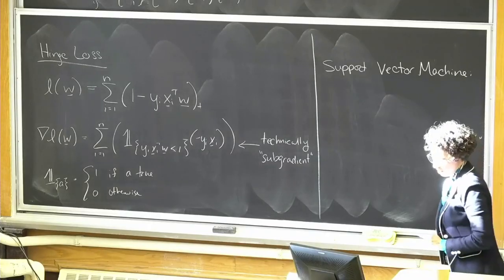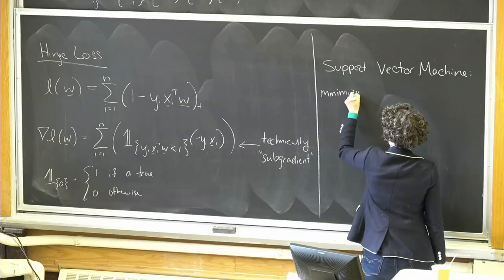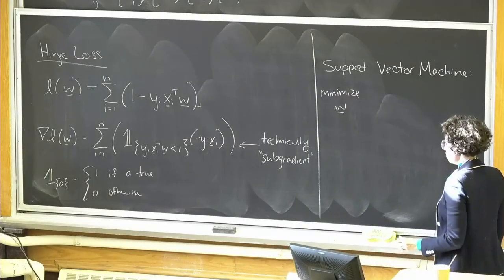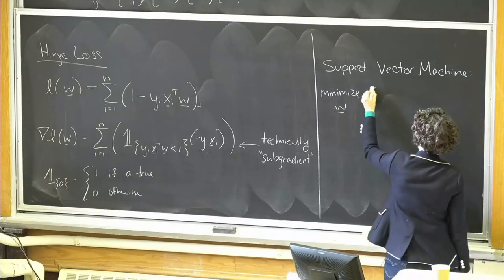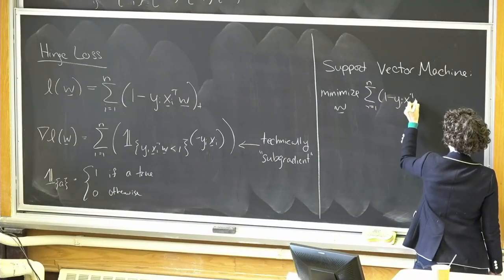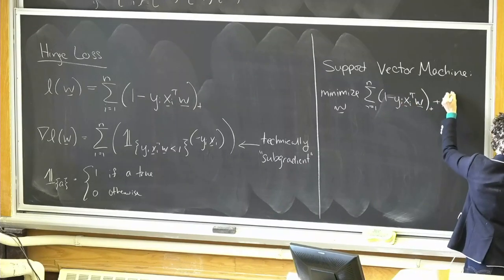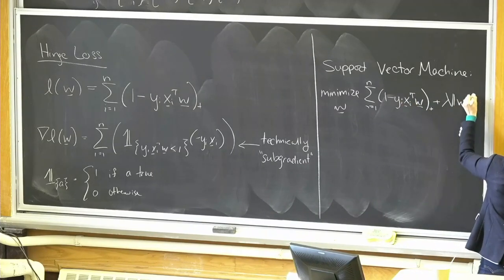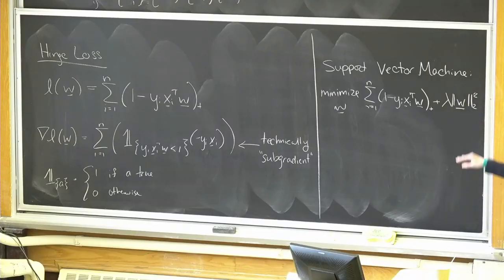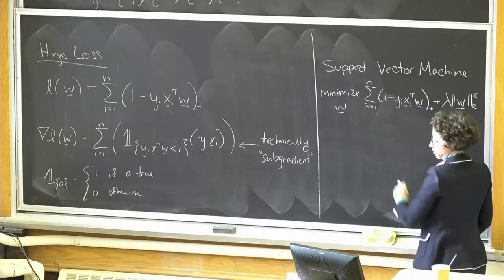With a support vector machine, we are going to minimize, with respect to weight vectors W, this hinge loss plus lambda times the weight vector 2 norm squared. So we're doing the same kind of regularization that we did with ridge regression, but instead of using squared error loss, we're now using hinge loss.